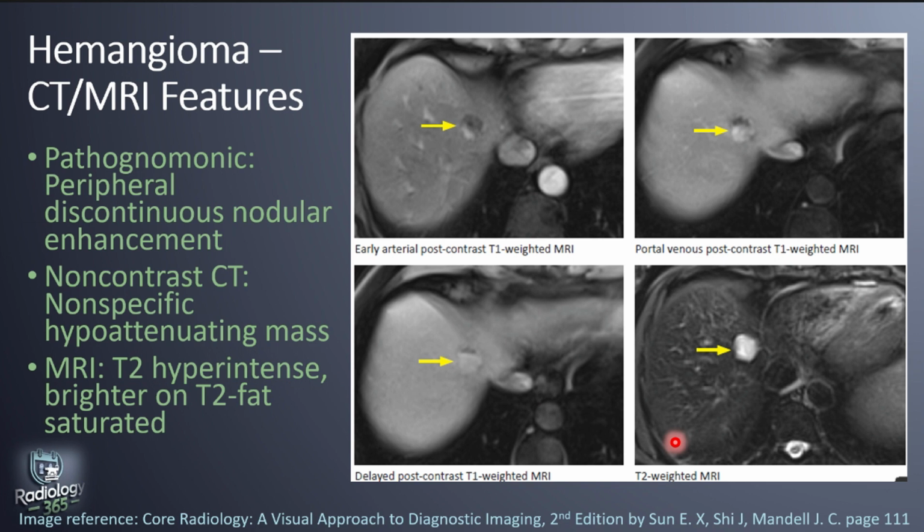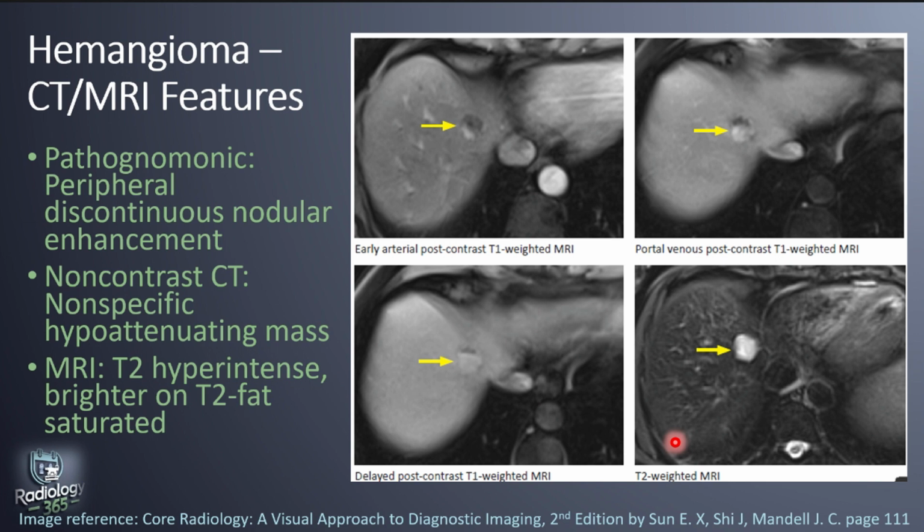The degree of enhancement should match the blood pool on all images and demonstrate gradual centripetal fill in on later phases. When we say centripetal, it means it is filling in from the periphery towards the center. The non-contrast CT appearance is really not helpful, as hemangioma appears as a non-specific hypoattenuating liver mass. It could be anything. You can't clearly call it a hemangioma just on the non-contrast.